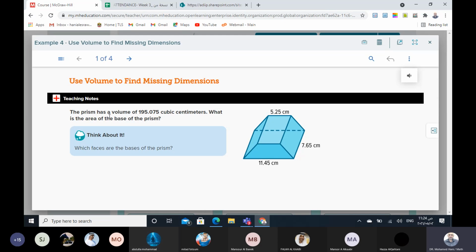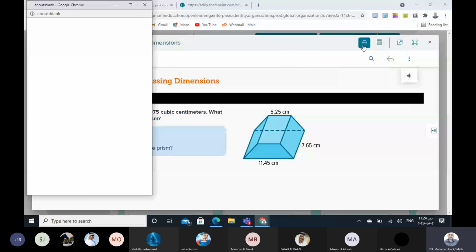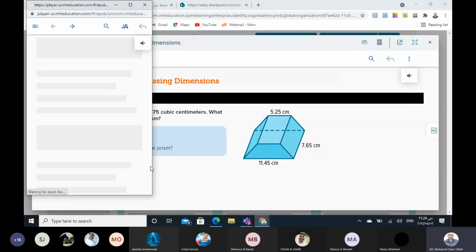The prism has a volume of 195.075 cubic centimeters. What is the area of the base? As you see here, the area of the base is the missing value of the prism. We want to find the area of the base.